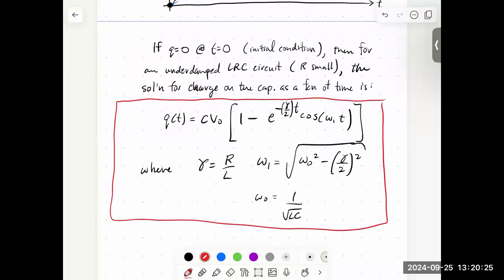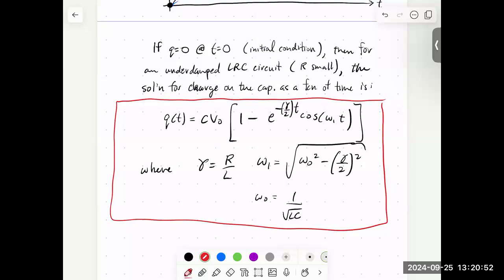But take a look at this. Omega naught depends on L and C. Those are just components in your circuit. You get to choose those. So you know omega naught. And then gamma is R over L. Again, just components in your circuit that you get to choose. So you can calculate gamma, and if you know omega naught and gamma, you know omega 1, and then you know everything that's in here.